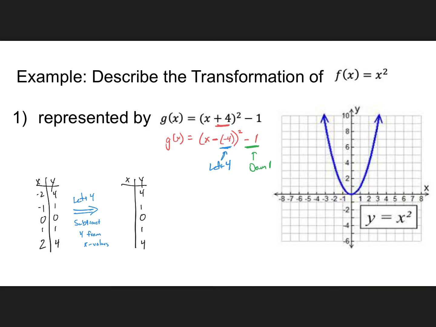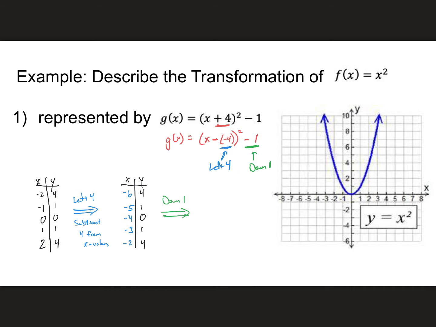So -2 minus 4 is -6. -1 minus 4 is -5. 0 minus 4 is -4. 1 minus 4 is -3. 2 minus 4 is -2. So I have my new table of values that would show my graph just shifted to the left 4 units. The next thing I'm going to do is move it down 1 unit.